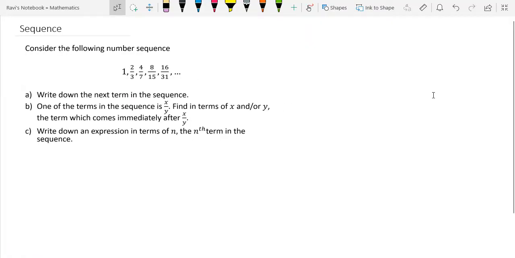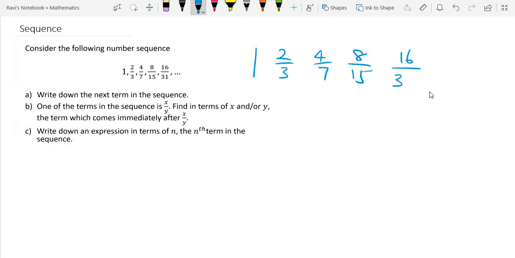Hi. Now let's look at a number sequence question. The sequence given here is 1, 2 over 3, 4 over 7, 8 over 15, and 16 over 31. In part A, we are asked to write down the next term in the sequence.